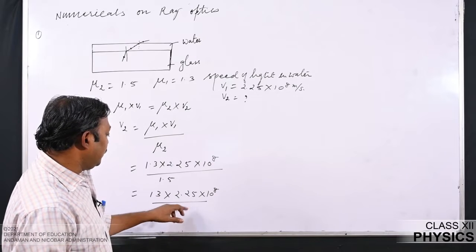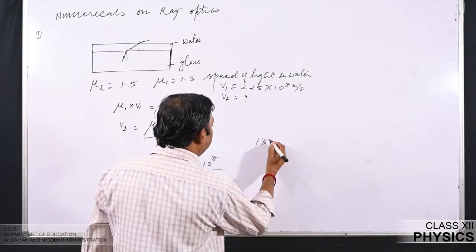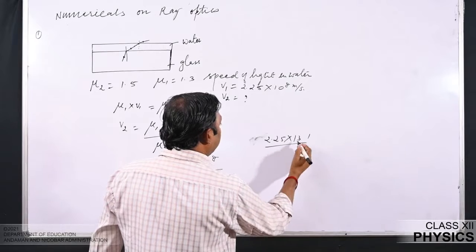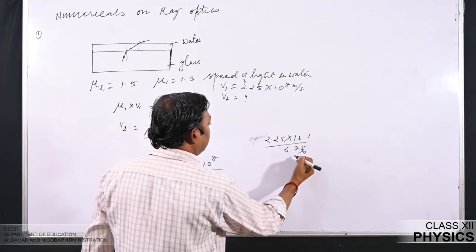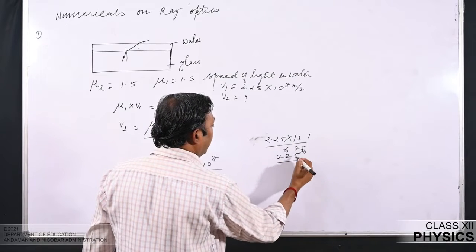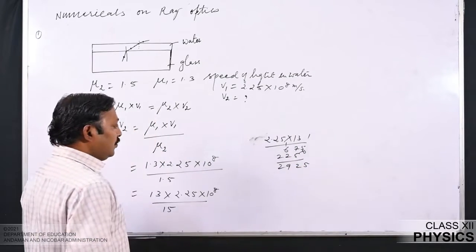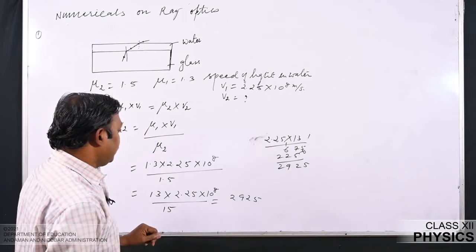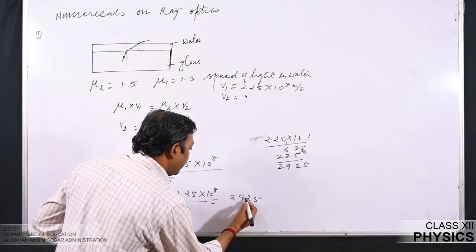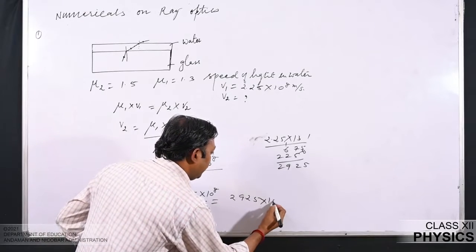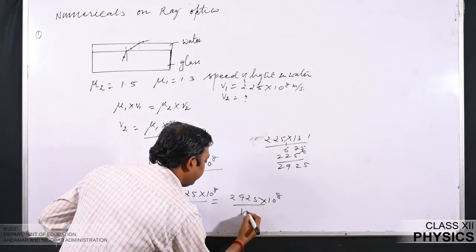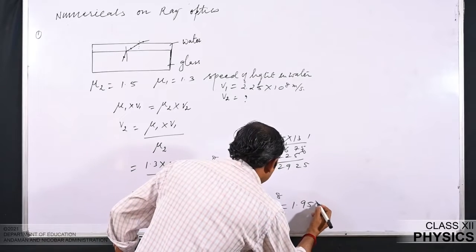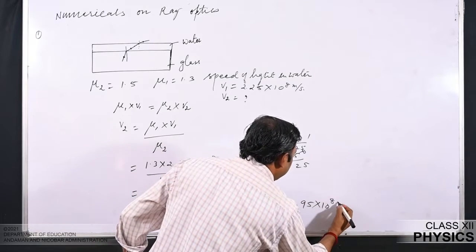So now we have to multiply 13 and 2.25. 3 5s are 15, 1 remainder, that is 6, 1 7, 3 2s are 6, 5 2 2, 5 12, 1 9 2. So we are getting 2925. So this can be written as 2925. After two decimals, two numerals we have a decimal, so it can be 29.25 multiplied by 10 to the power 8 divided by 15. On simplification of this we will get the value which is equal to 1.95 into 10 to the power 8 meter per second.